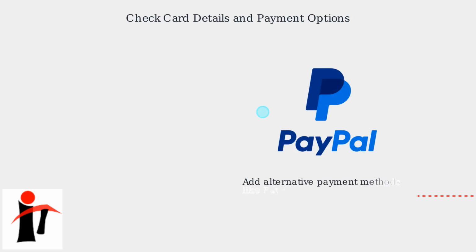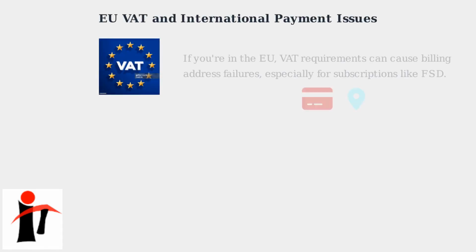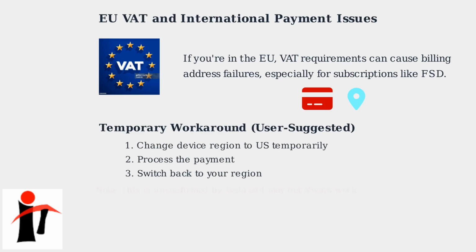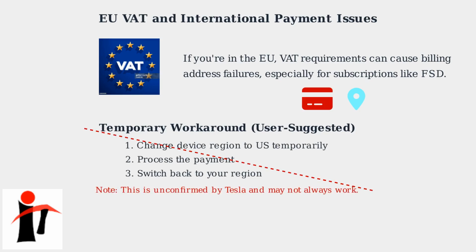Consider adding alternative payment methods like PayPal, which may bypass some direct address verification issues and provide more flexibility. If you're in the EU, VAT requirements can sometimes cause billing address failures, especially when purchasing subscriptions like full self-driving. A temporary workaround, though unconfirmed by Tesla, is to temporarily change your device's region to the US, process the payment, and then switch back. Keep in mind that this is a user-suggested solution and might not always work.